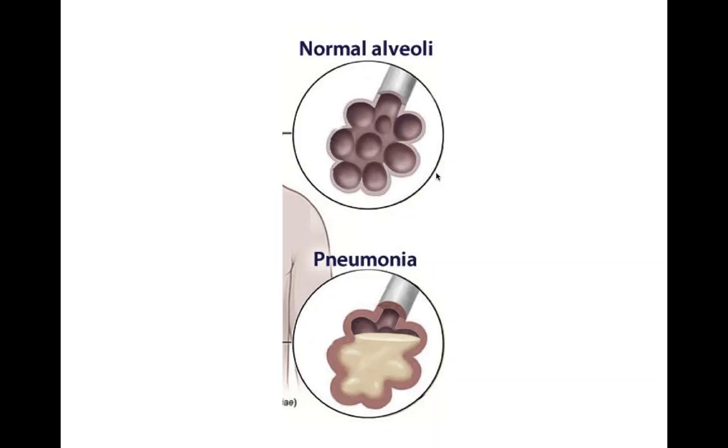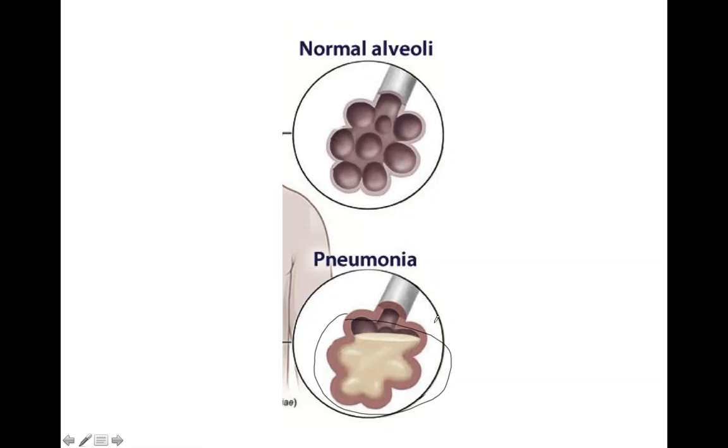So pneumonias, as you can see, this is a normal alveolus, and pneumonia is an infection of the lung parenchyma, and this is accumulation of pus in the alveolus. So this is what exactly happens in pneumonia.